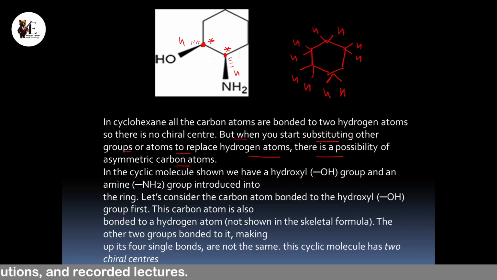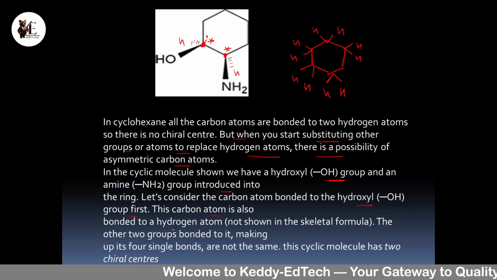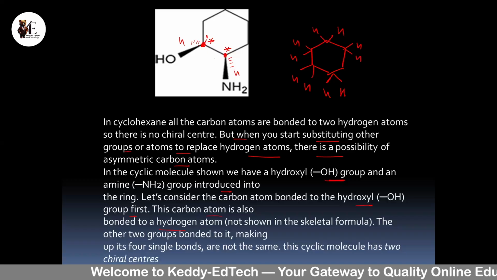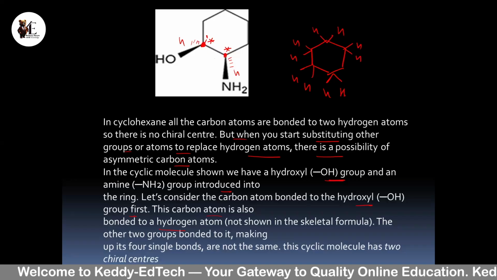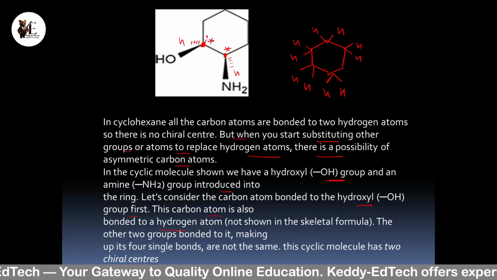In the cyclic molecule shown, we have a hydroxyl group and an amine group introduced into the ring. Let's consider the carbon atom bonded to the hydroxyl group first. Okay, let us consider this carbon atom first. This carbon atom is also bonded to a hydrogen atom. It is not shown in the skeletal formula. In the skeletal formula, we do not show the carbon-hydrogen bond, but it is there. Okay, below the plane of paper.